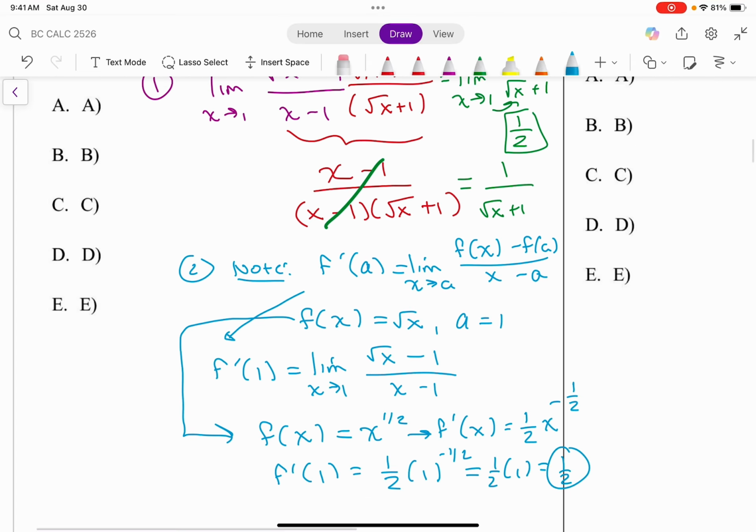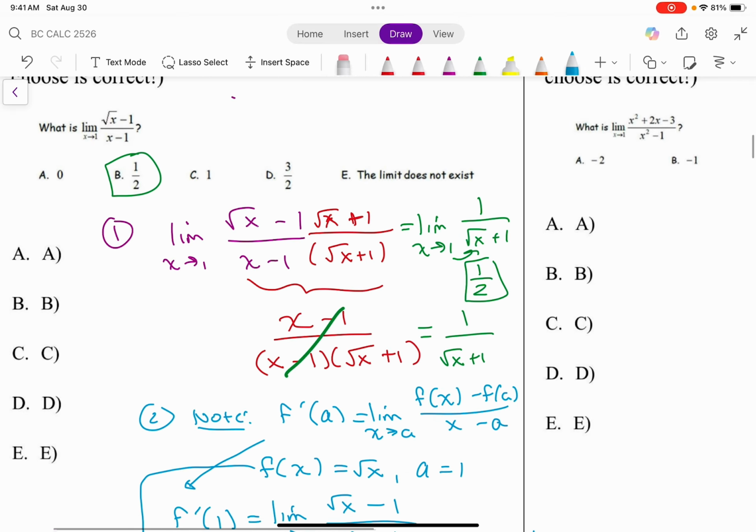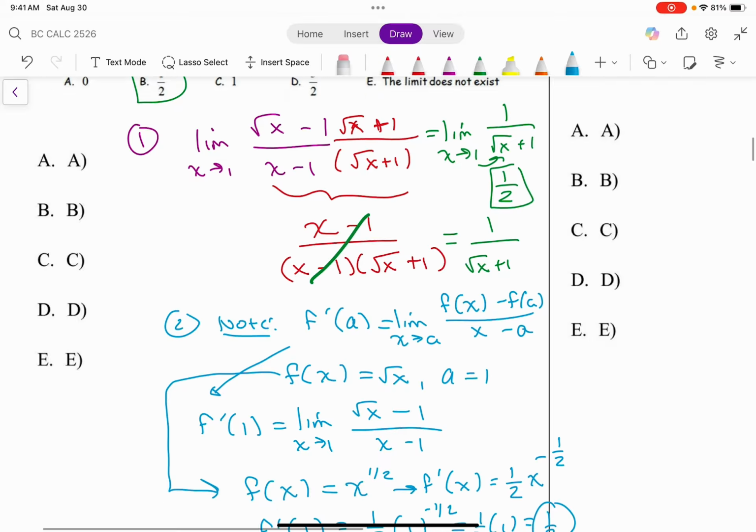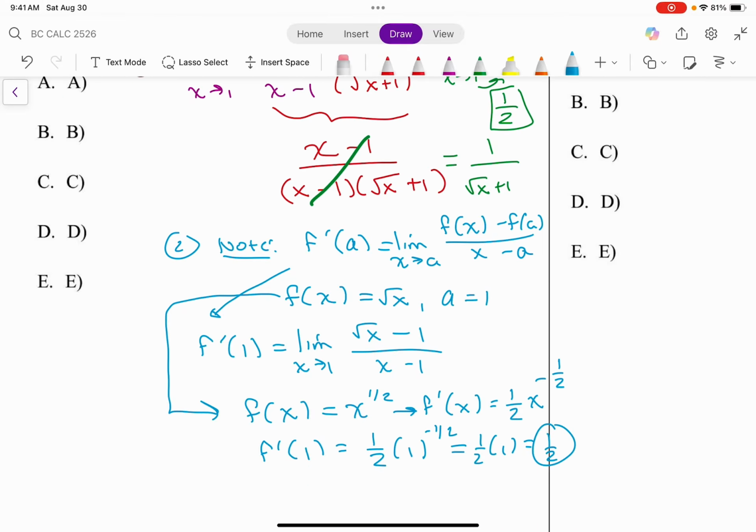Okay, the blue is kind of better in a way because there are going to be some limits where you can't do any algebra, or the algebra is not obvious, but if you interpret it as a derivative, you can use one of the shortcuts or tools that you've picked up along the way in your calculus class.